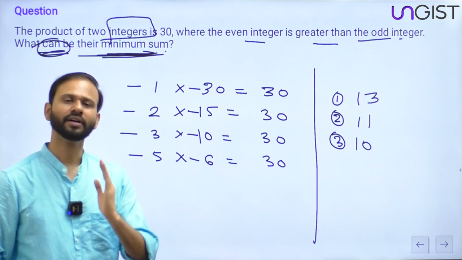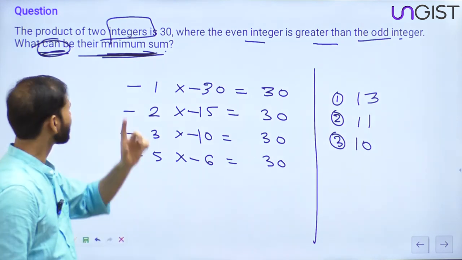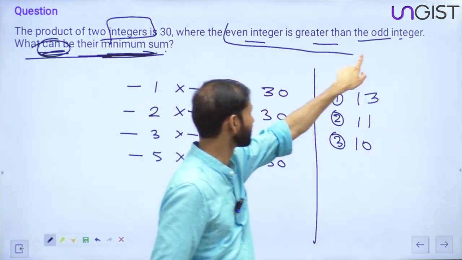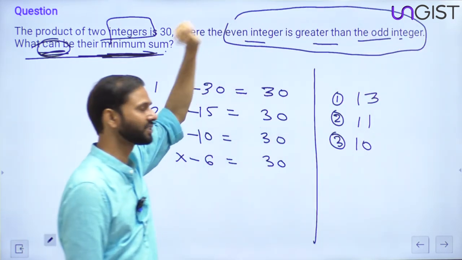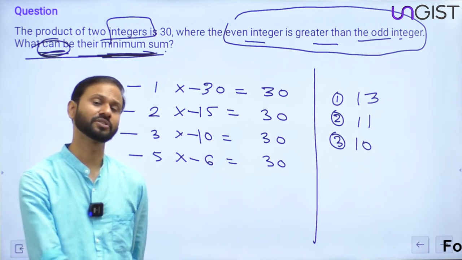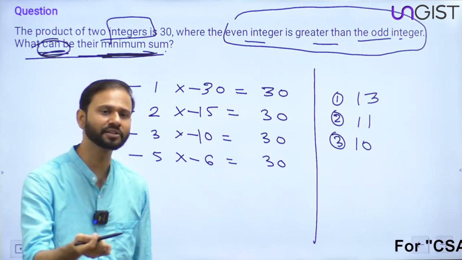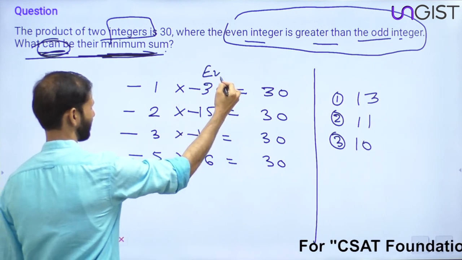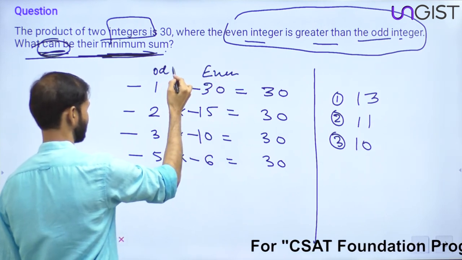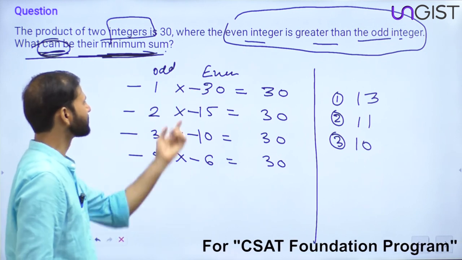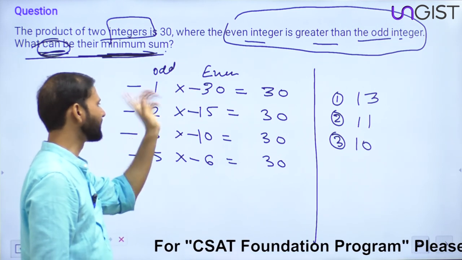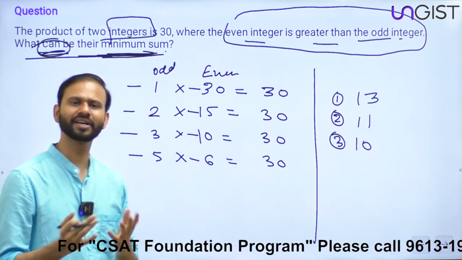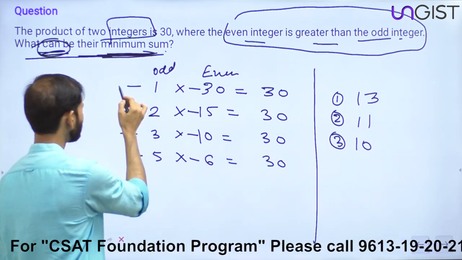Please try to consider these pairs because you have to find the minimum sum. Now one more condition is given in the question, where the even integer is greater than the odd integer. Please mind this condition also. Here in the first pair, this is even and this is odd. Is minus 30 greater or is minus 1 greater? Minus 1 is greater than minus 30, so this pair is not satisfying your condition.